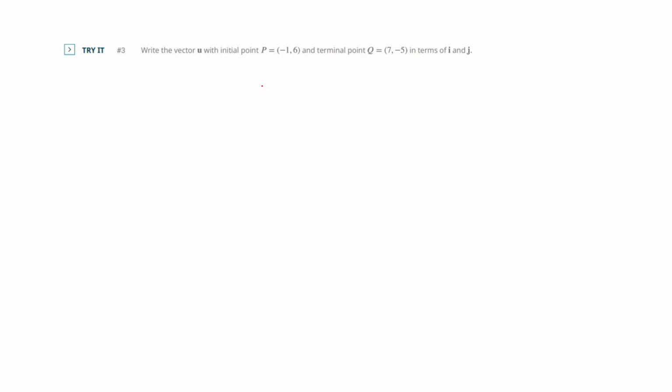Okay, so let's do this ourselves here. Pause it if you want to try it. Pretty easy though. What we're going to have is 7 minus negative 1. This is going to be the x portion, 7 minus negative 1, and then negative 5 minus 6. So the terminal minus the initial. This gets me 8, negative 11. Now that's how we would have written it before, but now we're going to turn it in terms of i and j. Simple. The vector u is going to be 8i minus 11j. Okay, all of that I think is pretty intuitive. Hopefully that made some sense.